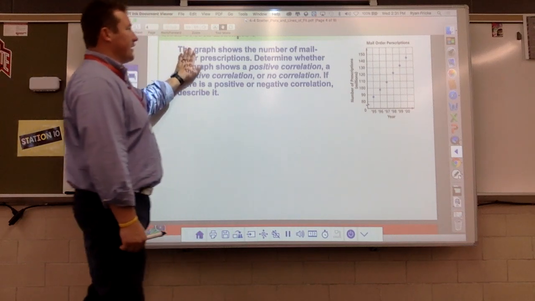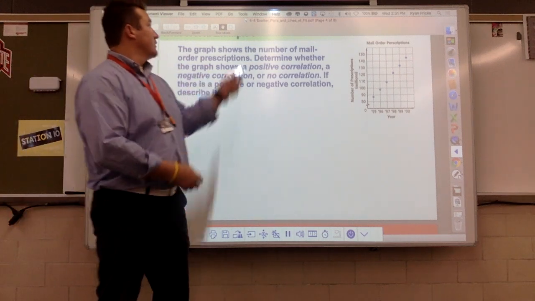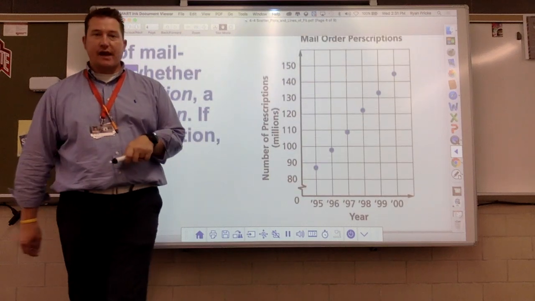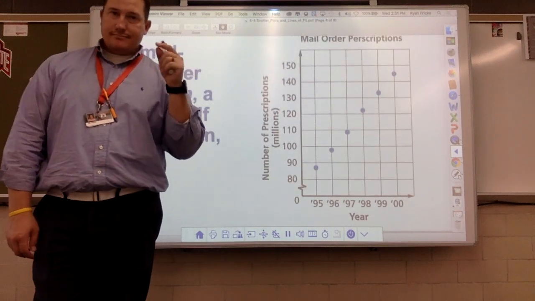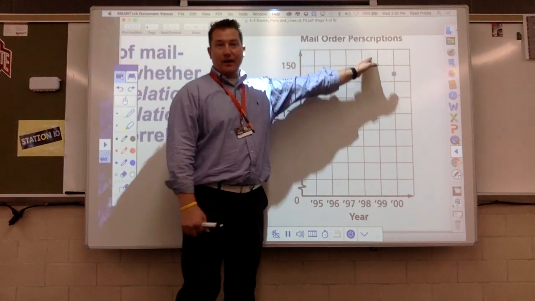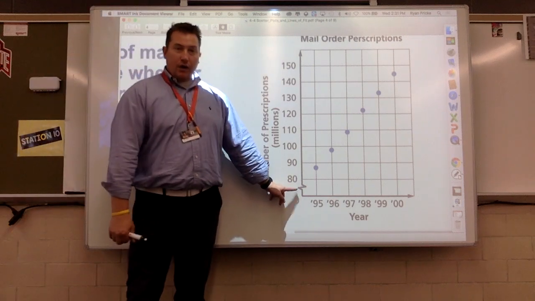Same thing here, guys. Determine positive, negative, or none. Look at the graph. What do you think? Well, you can't see the graph. There it is. Positive, negative, or none. Positive. That's right. Somebody said positive. We're going uphill here. Yes, absolutely. Positive.